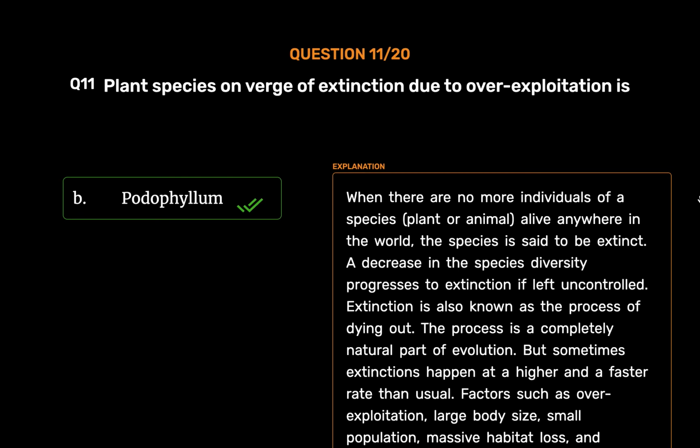A decrease in the species diversity progresses to extinction if left uncontrolled. Extinction is also known as the process of dying out. The process is a completely natural part of evolution. But sometimes extinctions happen at a higher and a faster rate than usual. Factors such as overexploitation, large body size, small population, massive habitat loss, and position at a higher trophic level favor extinction. A plant podophyllum is on the verge of extinction due to overexploitation.